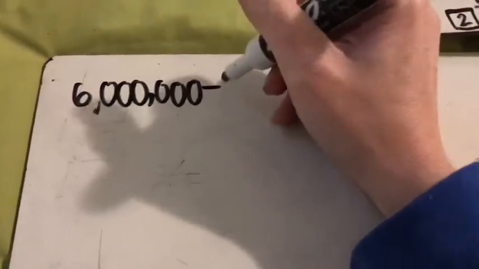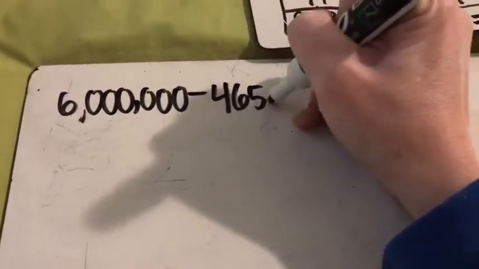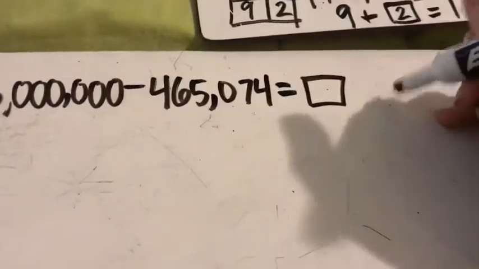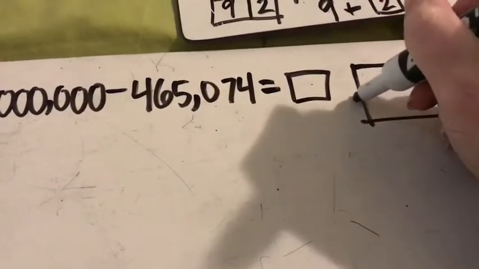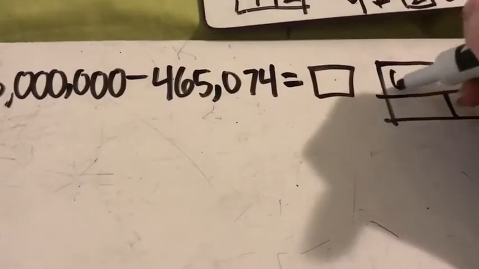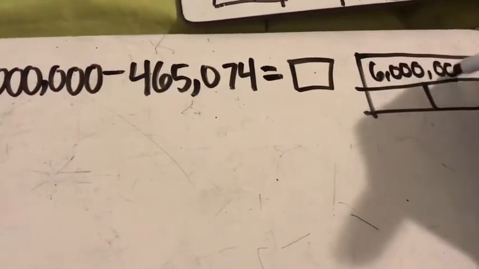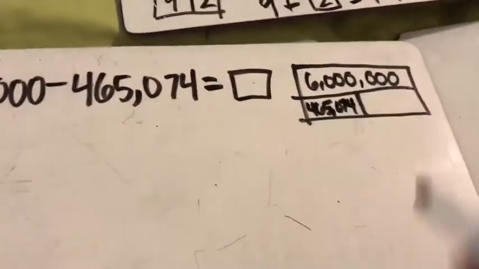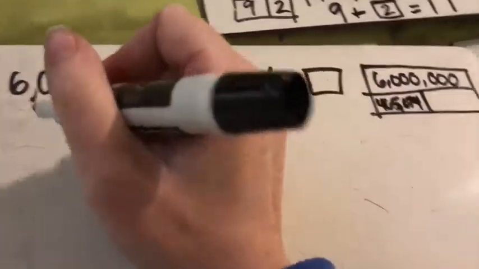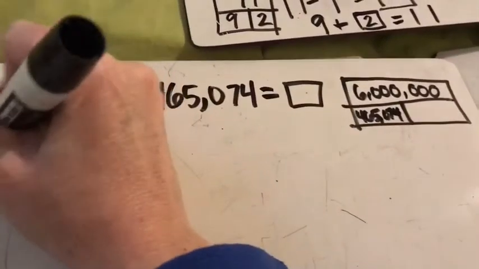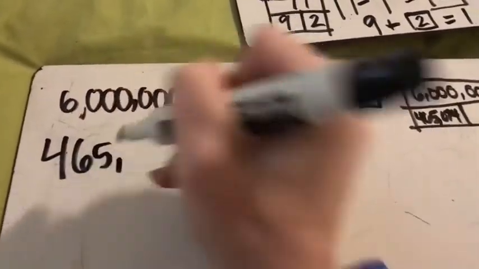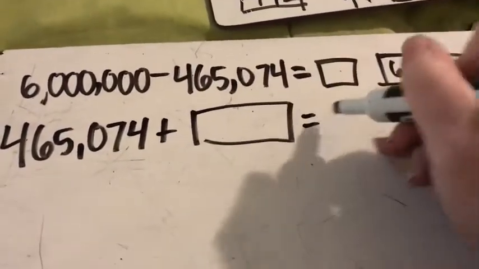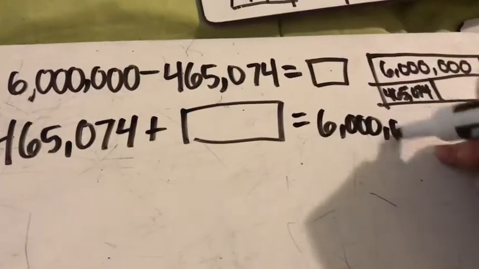And I'm trying to take away or subtract 465,074 to figure out what that other part would be. If I set that up in a part whole box, my 6 million would be the whole. And then 465,074 would be the part that I know. So if I wanted to use addition to think about a problem like this, I would think 465,074 plus what other part gets me up to my whole of 6 million.